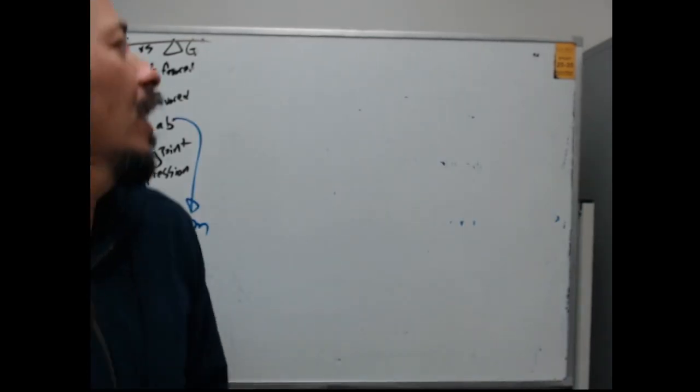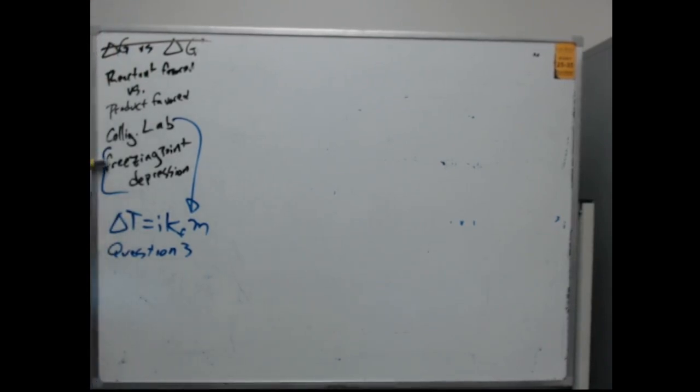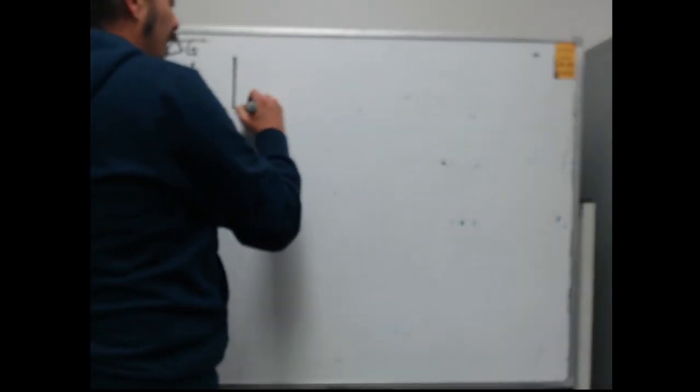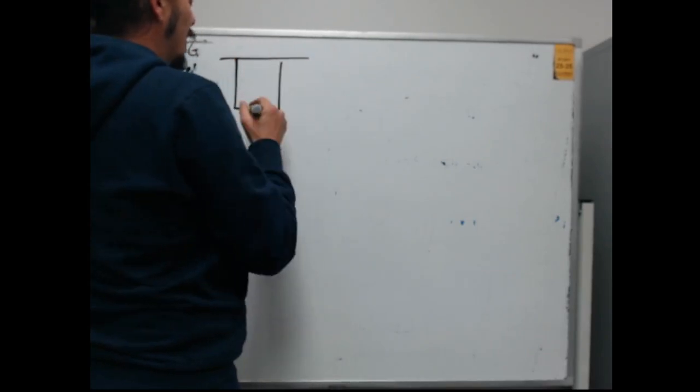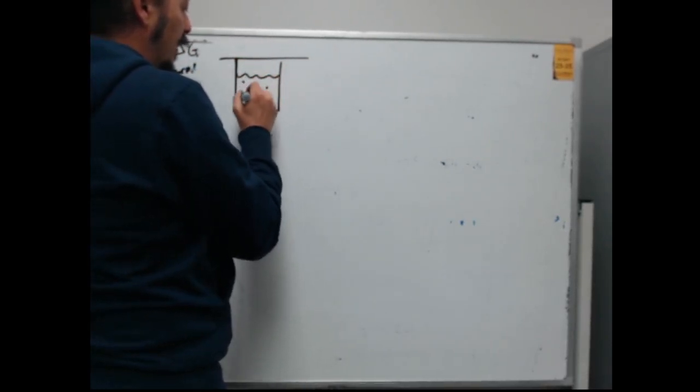Okay, so we're going to start talking about the colligative properties lab, and I'm going to start with going through the whole concept of what's happening with freezing point depression, and why it's happening. I think this is a pretty cool idea. Here's essentially what's happening. We've got a liquid. It's got some number of particles in it.